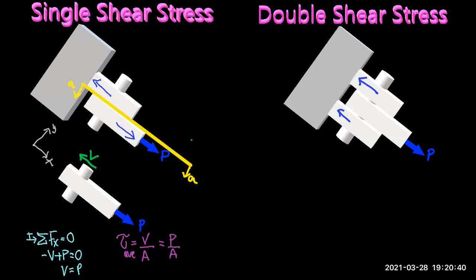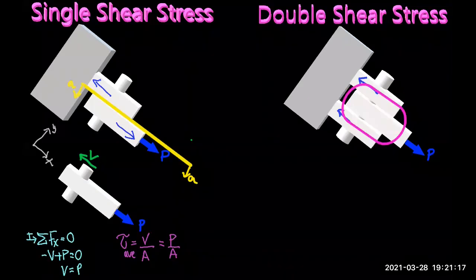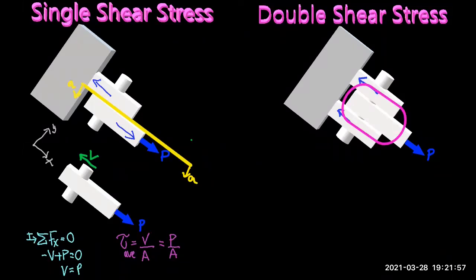Now the cut that we're going to be analyzing will be the middle portion of the pin. And we're going to call this section BB. Now, this is how section BB will look. In this case, instead of only having all the shearing force acting on the top plane, we will have the shearing forces acting on the two planes, the top plane and the bottom plane.